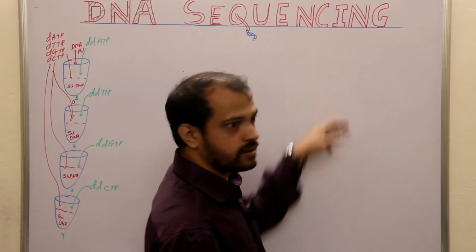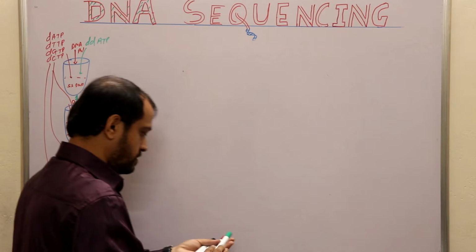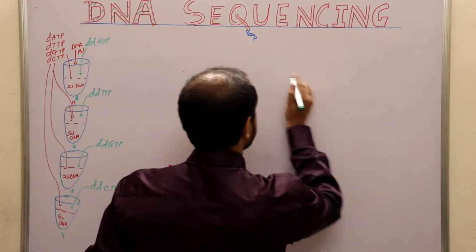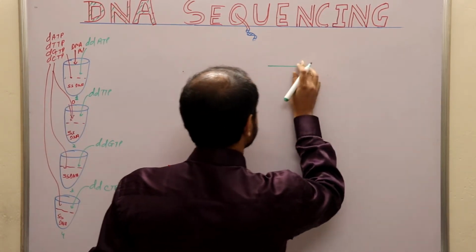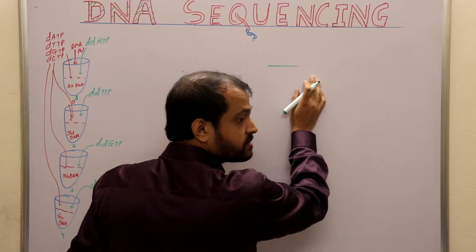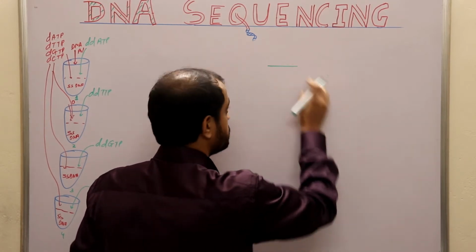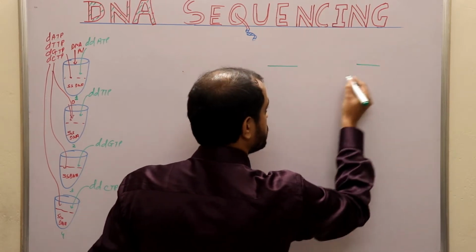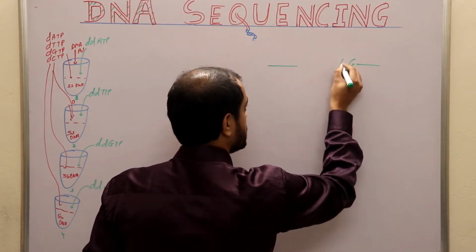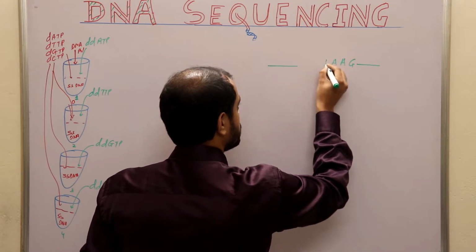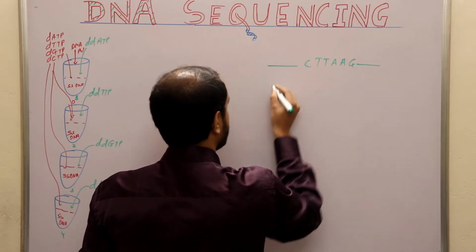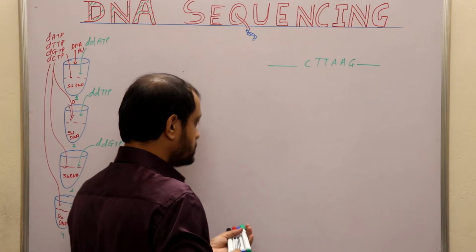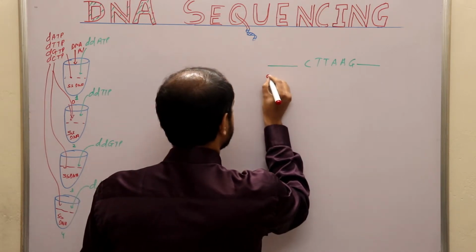Oops, oh my God, I have written it wrongly. What was the sequence? Obviously that is GATC, but is it from here or from here? Actually, 3 prime, right, like this. Okay, that's it. This was the primer, right?